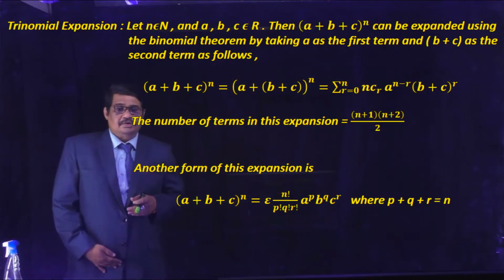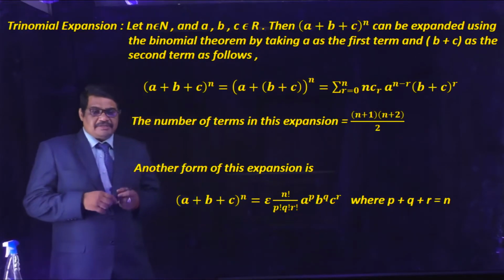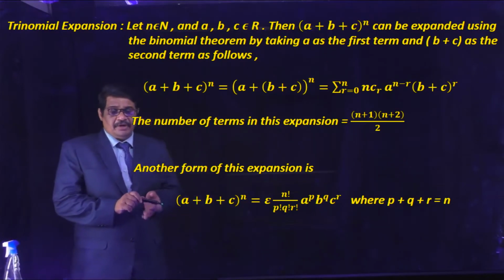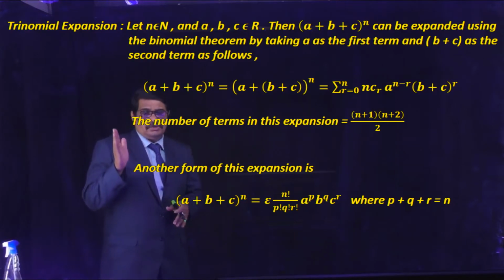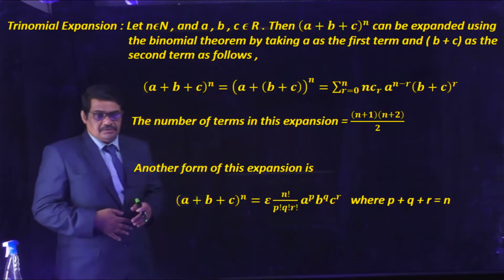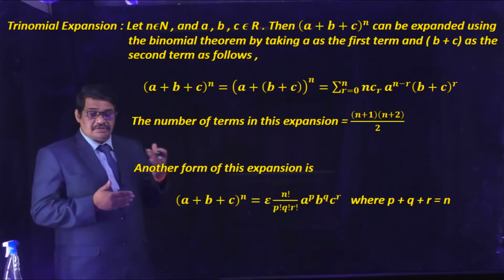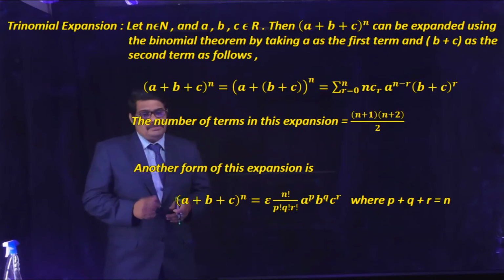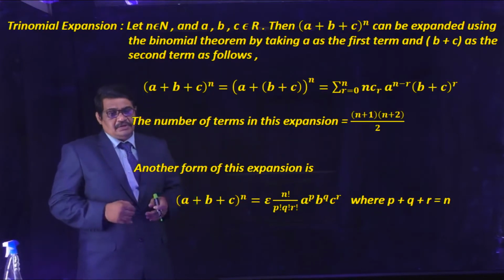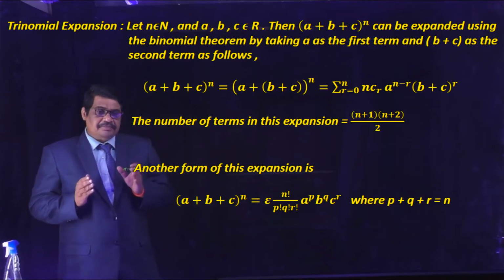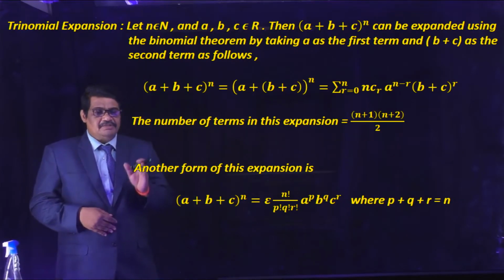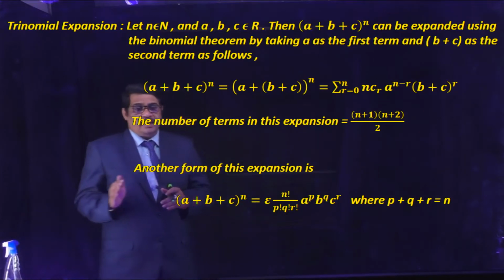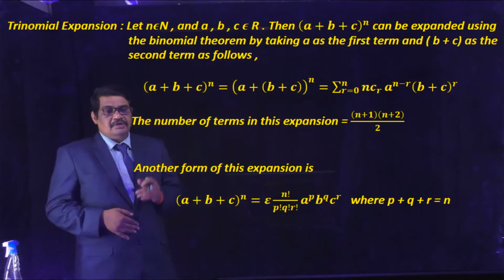Okay, see the concept: trinomial expansion. In the previous class we discussed the binomial expression. Here is the trinomial expansion. What is a trinomial? Tri means 3, so in that we take 3 terms: a plus b plus c, whole to the power of n. The expansion of (a + b + c)^n is what we call the trinomial expansion.